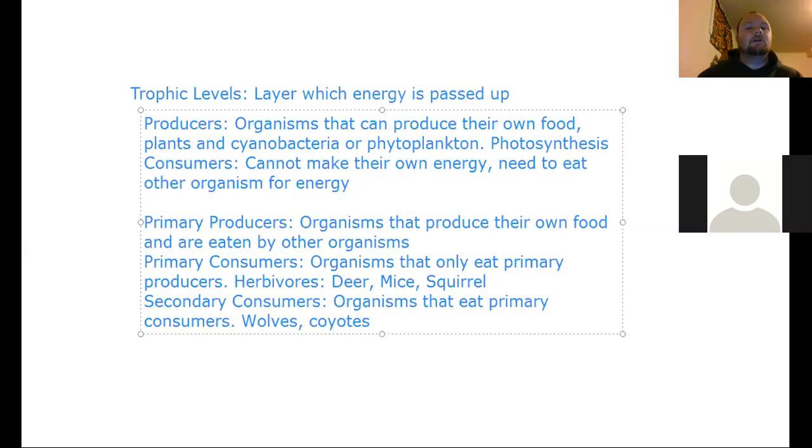You can keep having levels, but for the most part, you really only think of primary, secondary, maybe you get to that third level. So wolves, coyotes, things like eagles and hawks, all of these get their energy from eating other organisms. And so these are the trophic levels. You have your first trophic level, the producers. Second trophic level, primary consumers. Third trophic level, secondary consumers, and so on and so forth. Is this making sense to everybody? Does anybody have any questions?